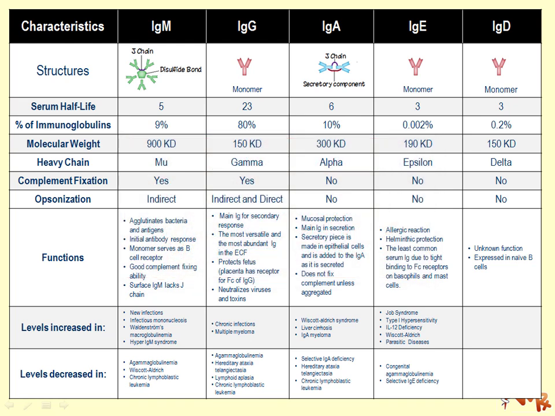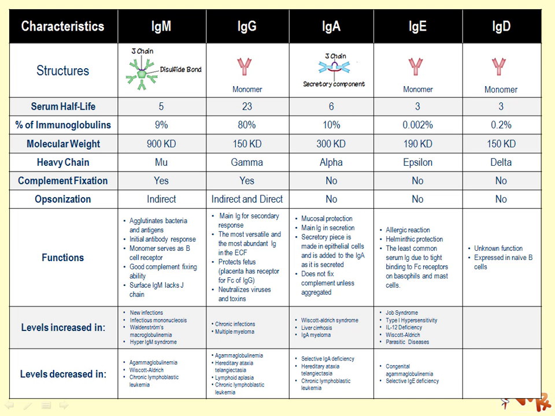I want you to know the IgMs that are on the B cell surfaces, they lack the J chain. So J chain, you only see it in secretory form of IgM, and later we see it with IgA. With regard to the IgG, this is the main immunoglobulin for secondary responses to the bugs. This is by far the most versatile, the most abundant immunoglobulin in the extracellular fluids of the body.